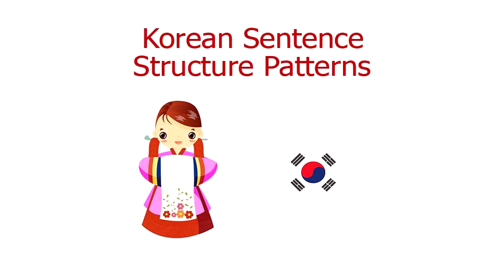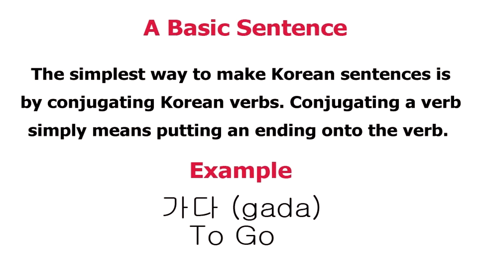In this lesson, let's talk about various sentence structure patterns that are employed in Korean sentences. How to construct basic Korean sentences. The simplest way to make Korean sentences is by conjugating Korean verbs. Conjugating a verb simply means putting an ending onto the verb. Once you can conjugate a verb, you know how to make a Korean sentence.